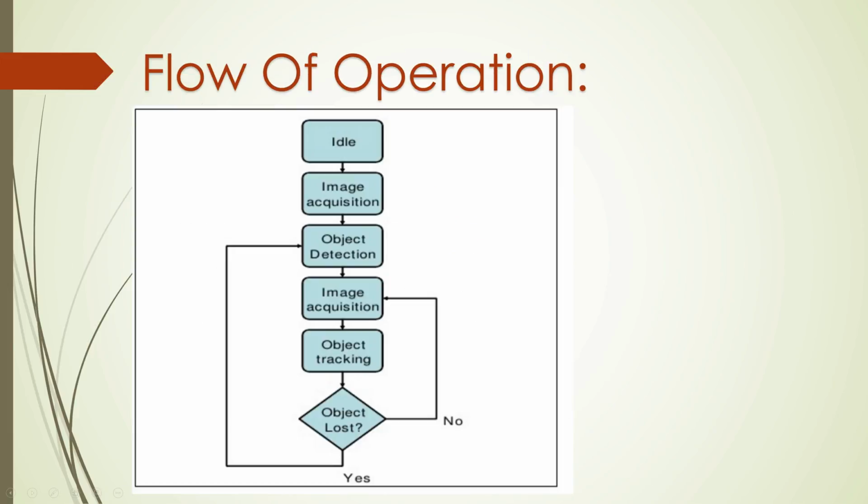This is the general flow of operation for any tracking algorithm. First, the idle image is the image which is initially acquired, which is the first frame of the video. The object to be detected, that is the target object, is identified, and then the subsequent frames are acquired. If the object is found in the subsequent frames, then it goes back and gets the next frame and continues tracking the object. Otherwise, it goes back to find the object from the same frame.